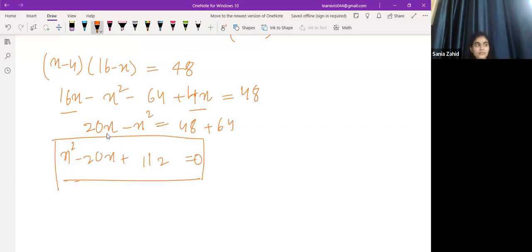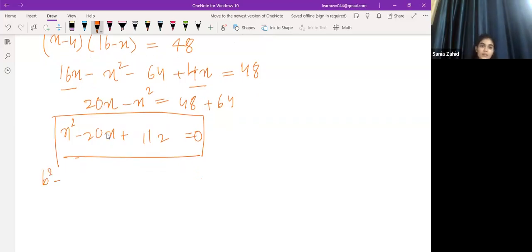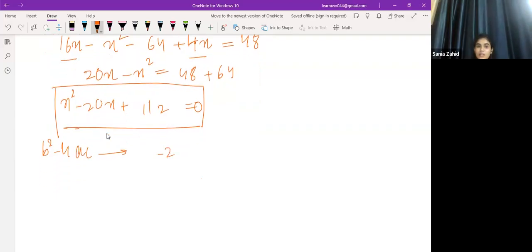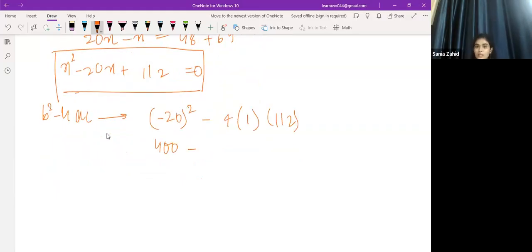Do you get this equation? Yes, ma'am, I got the equation. Okay. So now to check whether it has roots or not, you find b square minus 4ac. So what is the value now? What is b square? Minus 20 square minus 4 into a. What is a? 1 into c. C is 112. Right? So 400 minus.